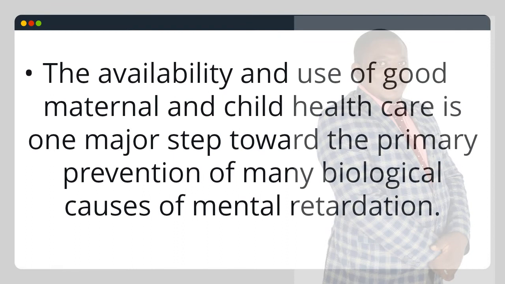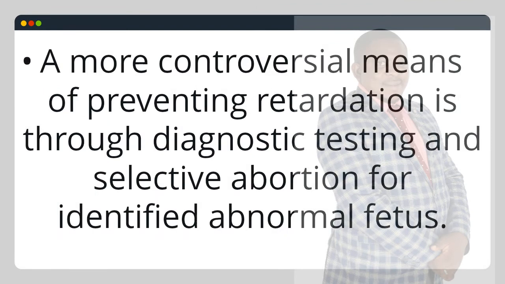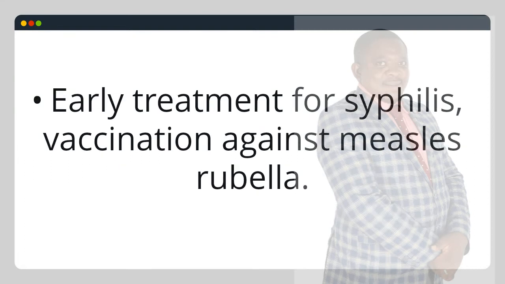The availability and use of good maternal and child health care is one major step toward the primary prevention of many biological causes of mental retardation. Planning for childbearing can also help prevent mental retardation. A more controversial means of preventing retardation is through diagnostic testing and selective abortion for an identified abnormal fetus.